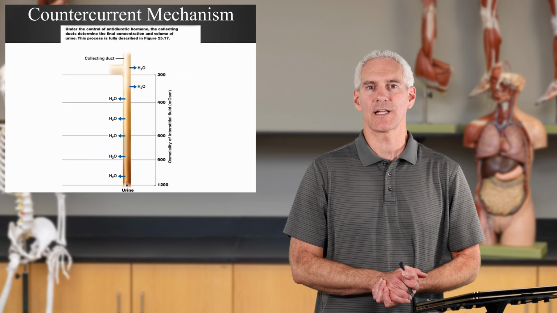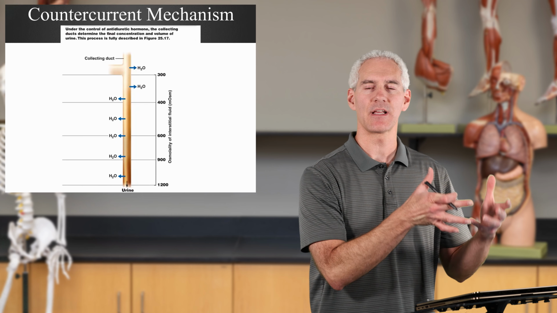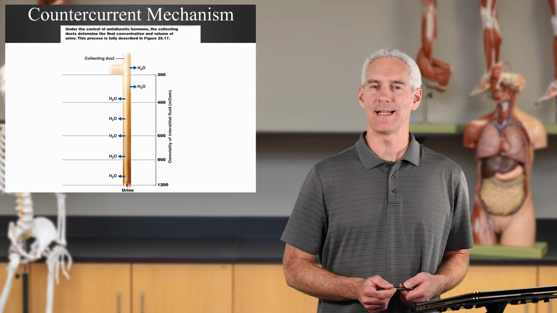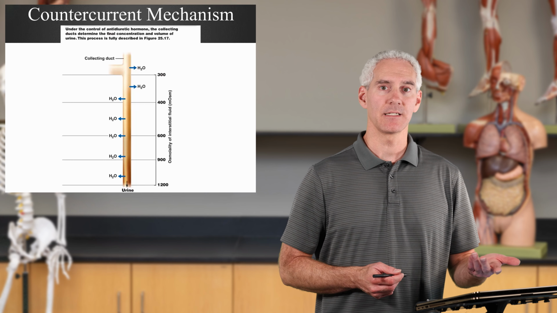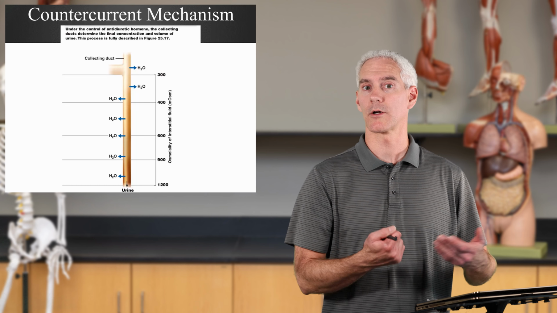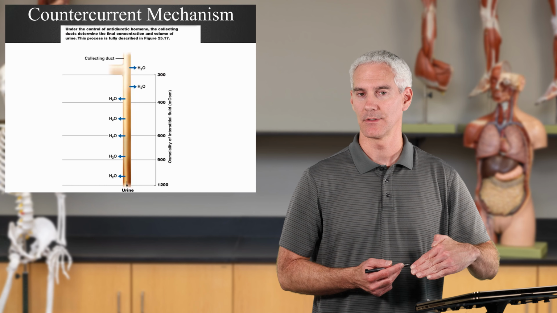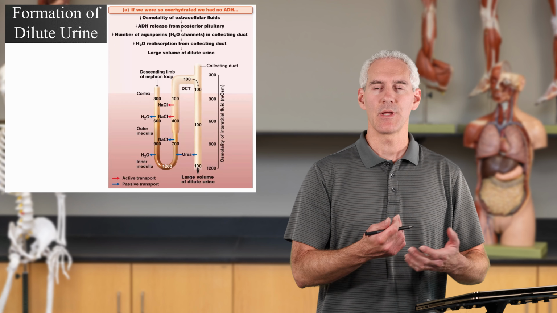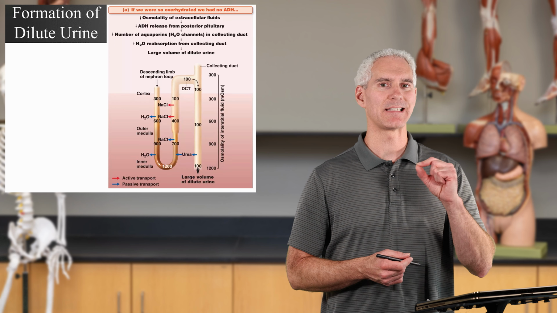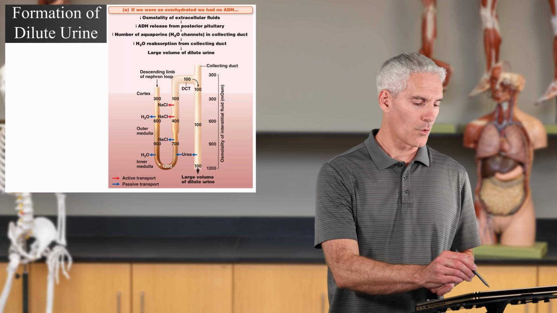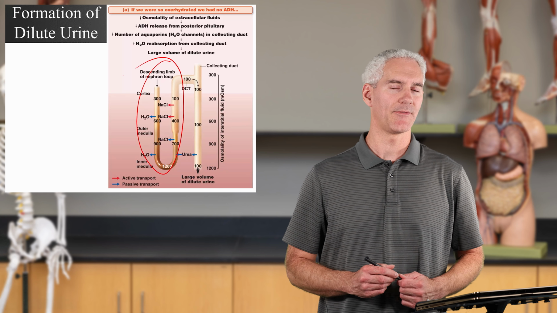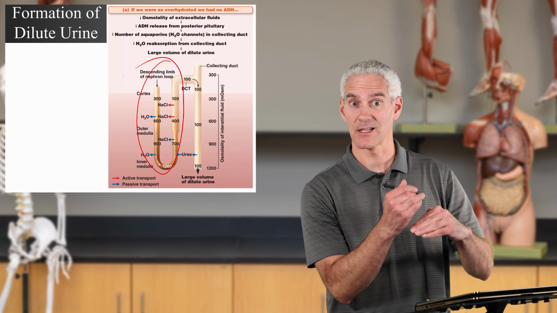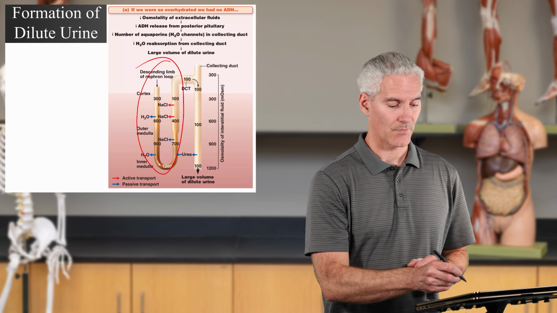And then finally, once that gradient is set, then the collecting ducts can do their job. So we have the whole gradient set up now. The collecting ducts can choose to pull water out and concentrate on the way down, or not pull water out. So here is the formation of dilute urine. We're still going through the same thing in the loop of Henle. Concentrate, concentrate, concentrate, but then dilute on the way back up.